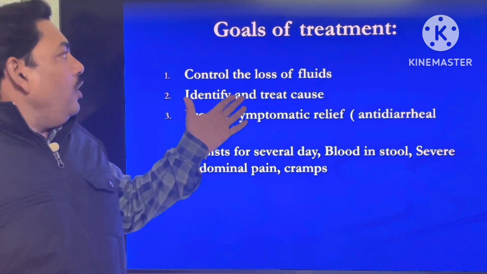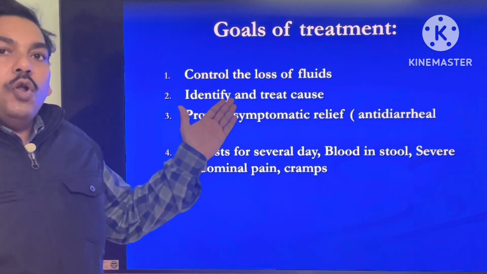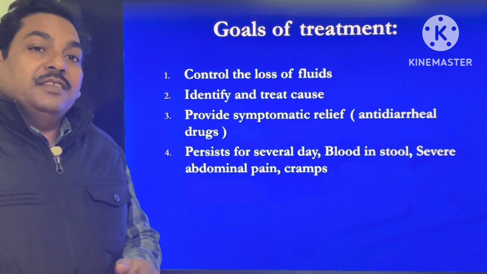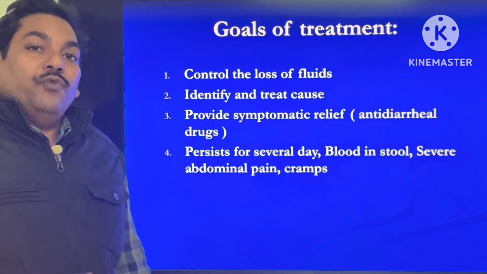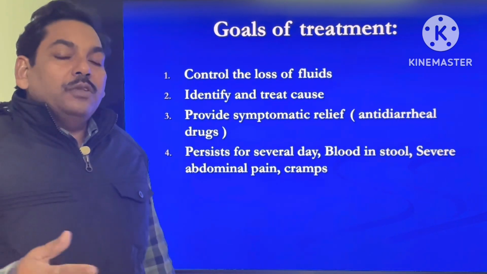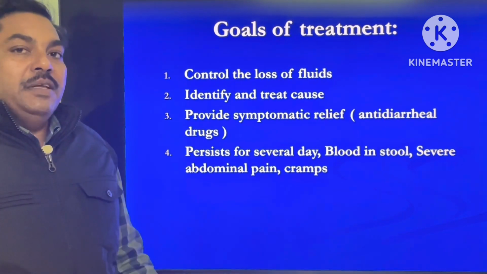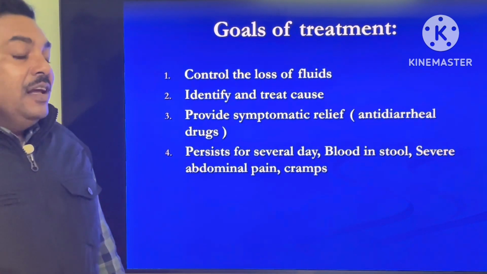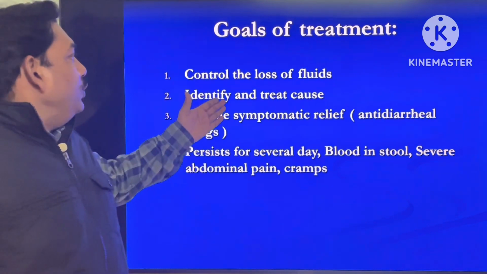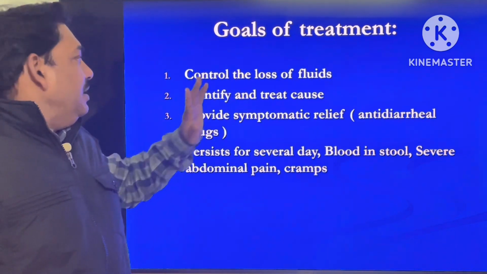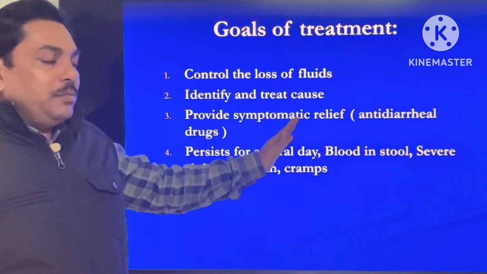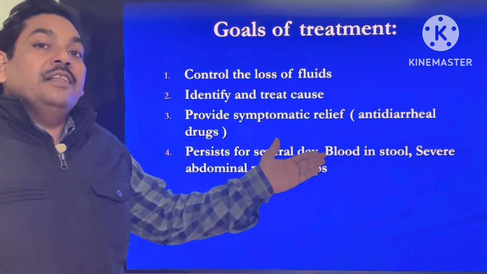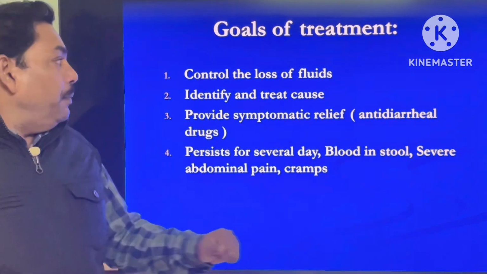Next, the goal of treatment: control the loss of fluid. It is a must to control the loss of fluid because in diarrhea excess water or fluid is removed from the body. It means dehydration of the patient may occur, and a patient may die. The first attempt is to reduce the loss of fluid, and you can also say to give ORS for maintaining the fluid inside the body of the patient.